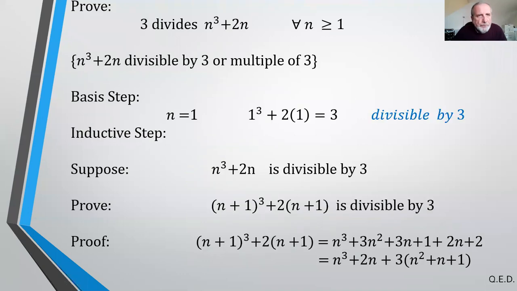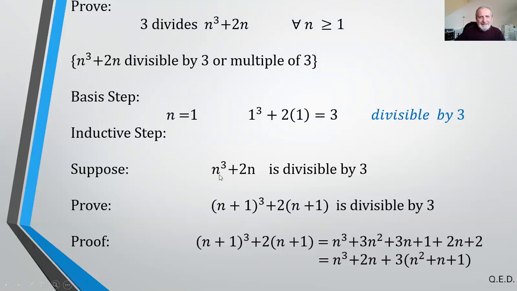Now we need to prove that 3 divides n cubed plus 2n. And sometimes you see languages like n cubed plus 2n is divisible by 3, or is a multiple of 3, or 3 divides this, all mean the same thing. So basis step, n is 1, 1 cubed plus 2 times 1 is 3, and 3 is divisible by 3. So now you suppose n cubed plus 2n is divisible by 3, and you need to prove this.